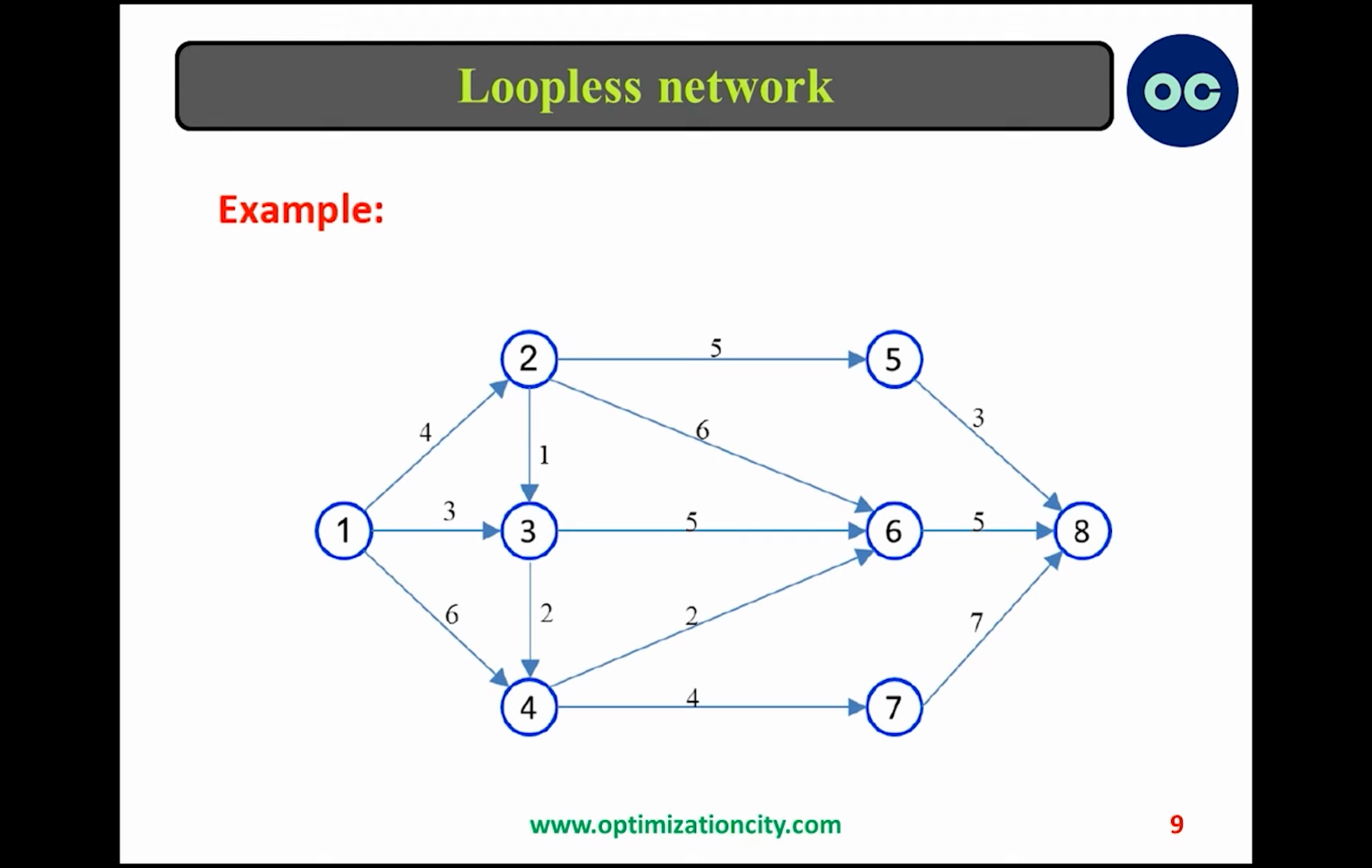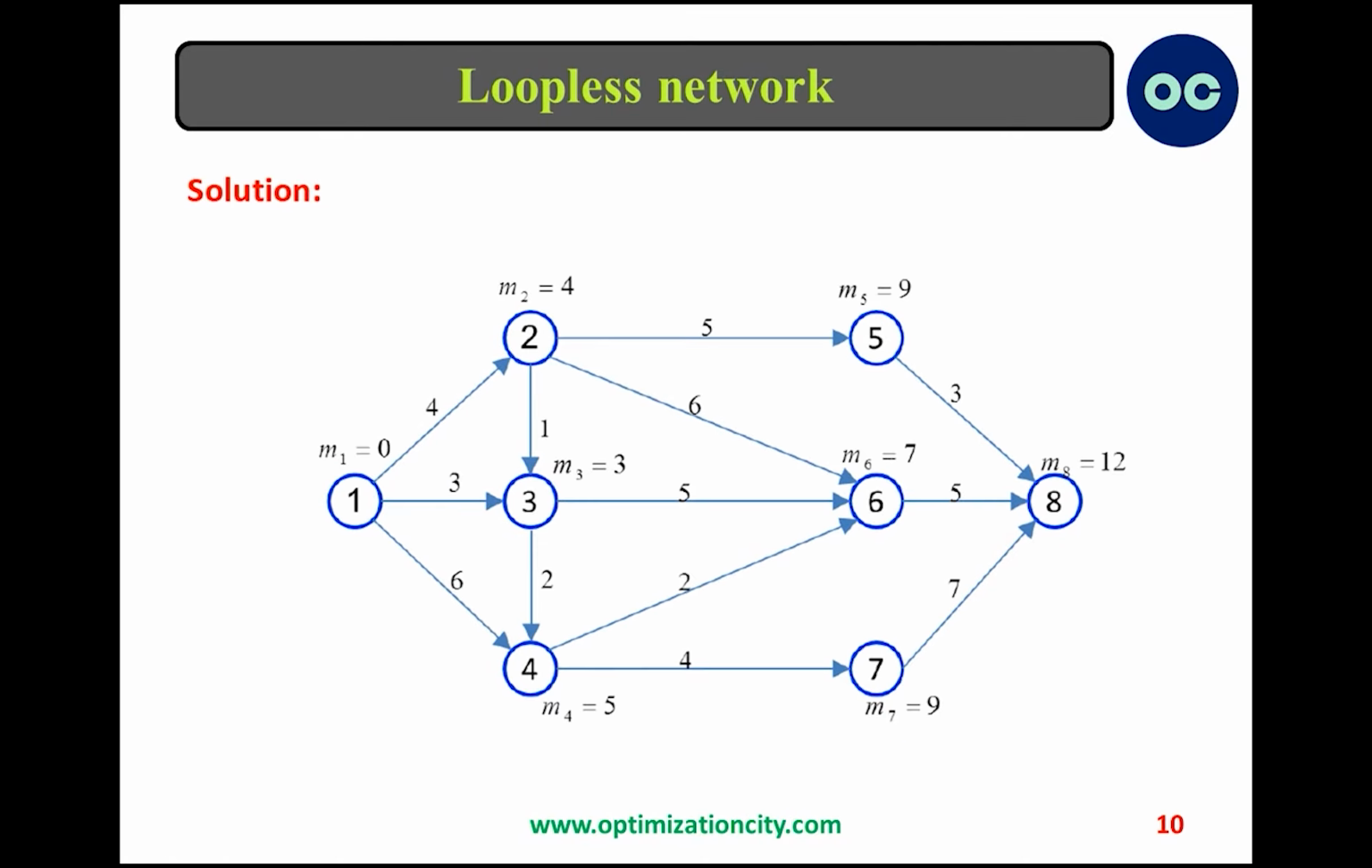Let's apply the method we learned to solve the shortest path problem from node 1 to 8 in this directed network. The distance between each pair of nodes is indicated as a number above the arc. We can find the shortest path from node 1 to 8 in the given network using the method we discussed. We start from the code of node 1, M1 is equal to 0. We calculate the code for node 2 by adding M1 plus 4. M2 is equal to 4.